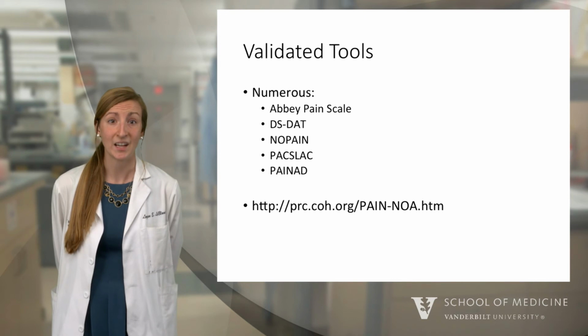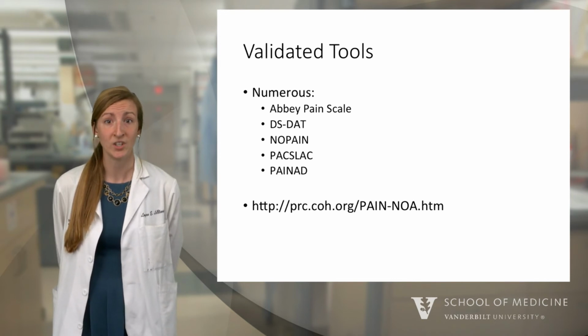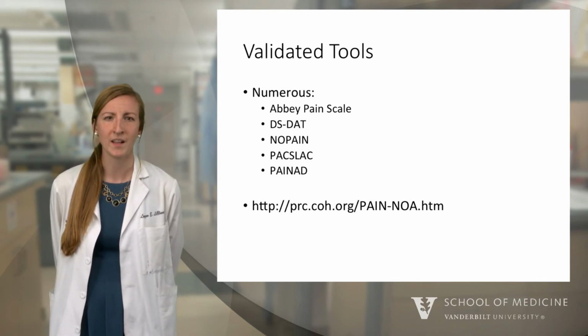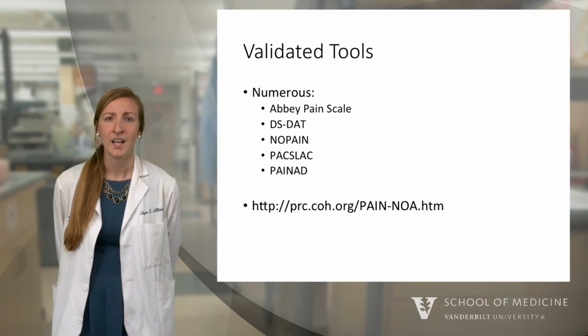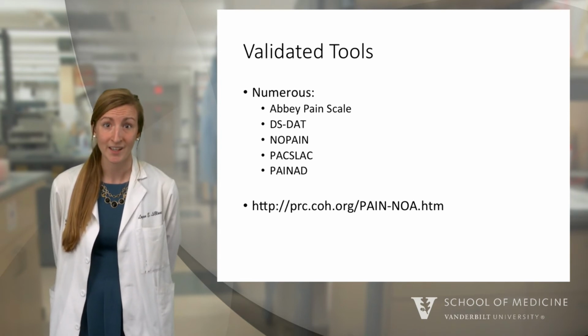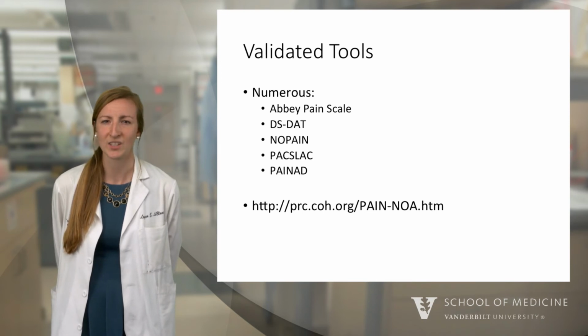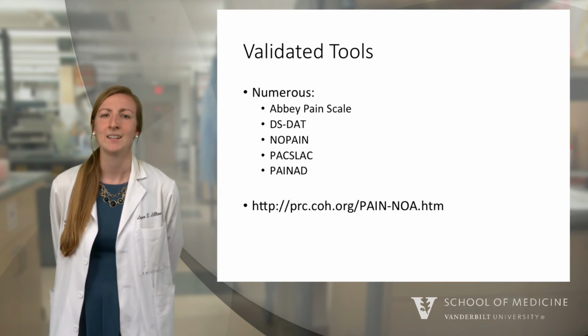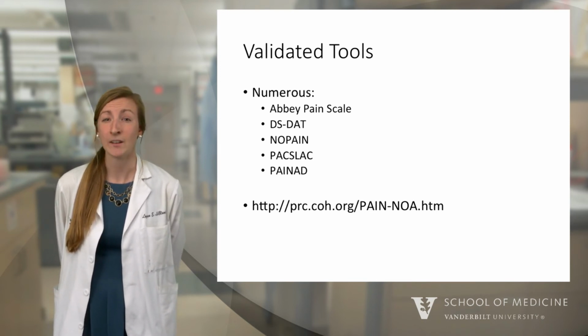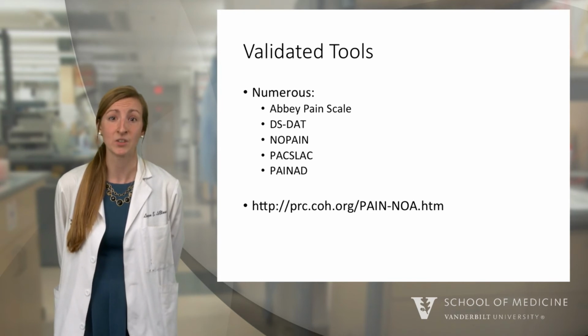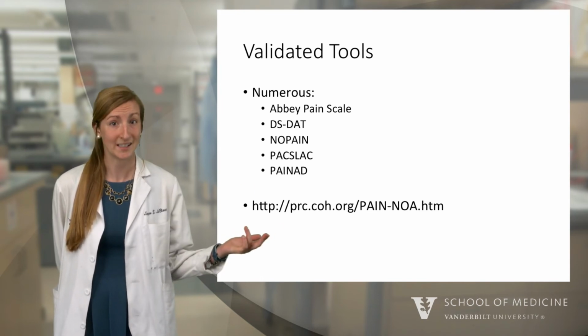In order to increase the accuracy of pain assessment in adults with dementia, a number of tools have been developed and validated. There are around 40 such tools, and each of these is primarily based on the pain-related behaviors we just discussed. Detailed information and downloadable versions of each of these tools can be found at the link listed.